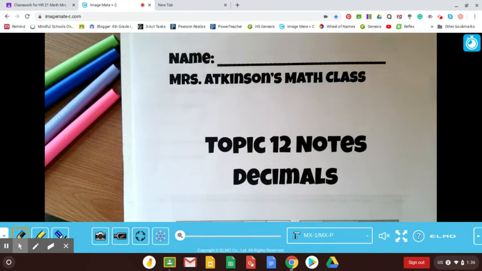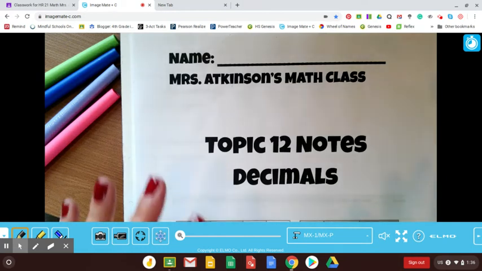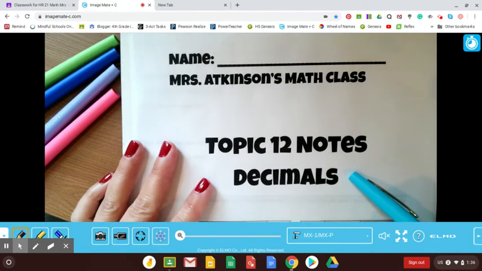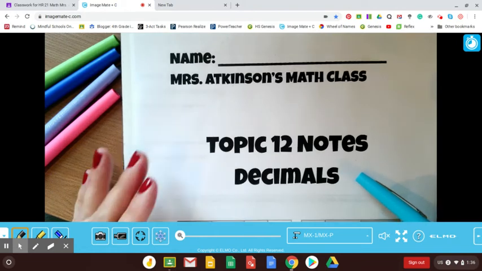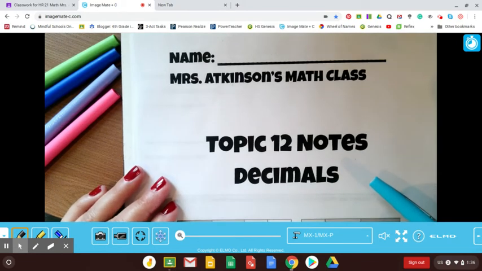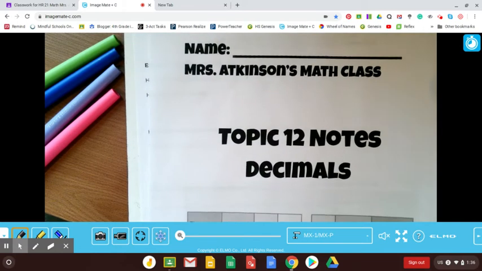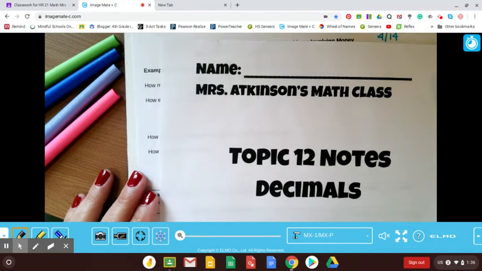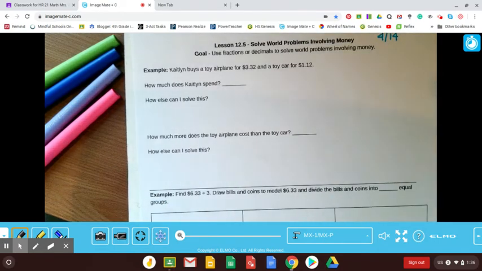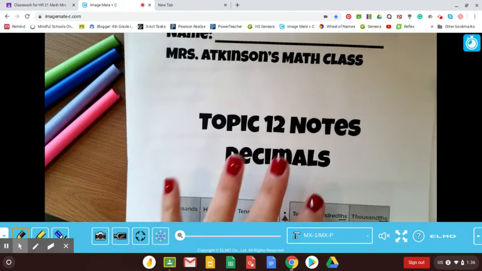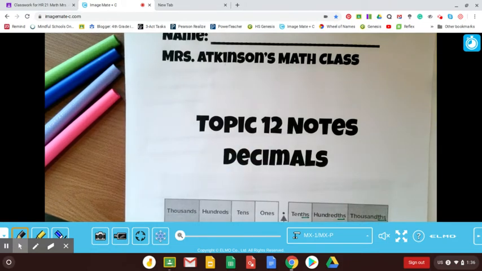I hope you enjoyed yesterday's lesson on adding fractions with denominators of 10 and 100. Today, we're going to be using our topic 12 notes, just as we have been, to do lesson 12.5, which involves money word problems, a topic that everyone loves. Decimals and money is actually one of my favorite things to teach because, like everyone, we all like money, right? So if you haven't already taken it out, please take out your Topic 12 notes packet.